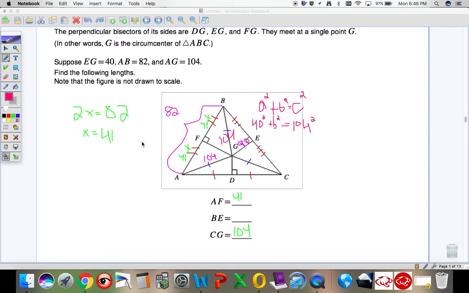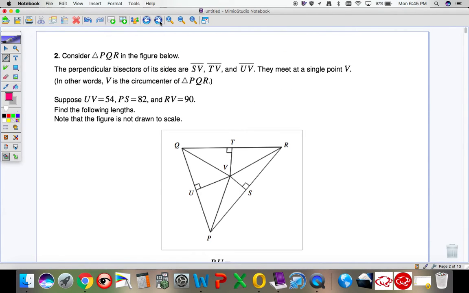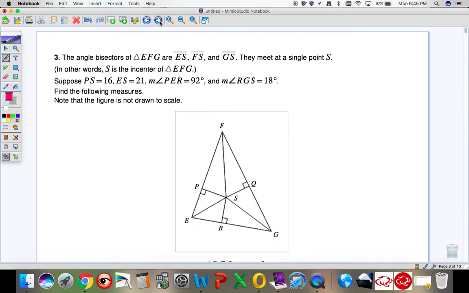Okay, so again, these are your perpendicular bisectors. There's a couple more in your homeworks. I'm going to skip over, let's see, another perpendicular bisector. So this one's just like that first one.